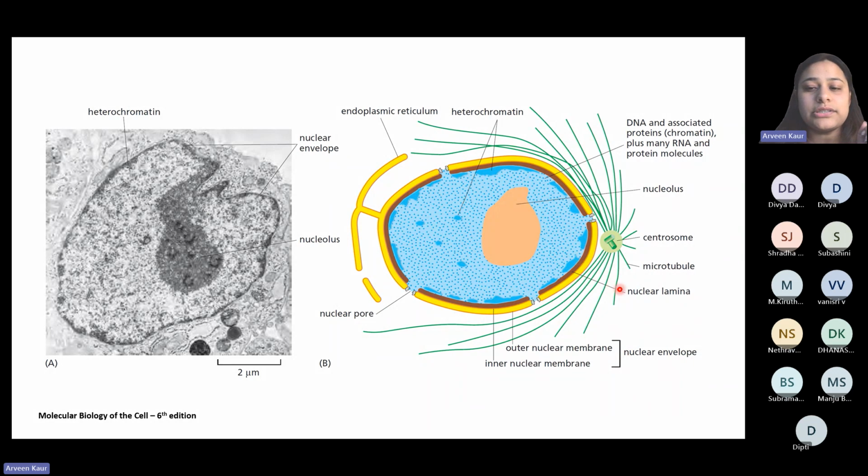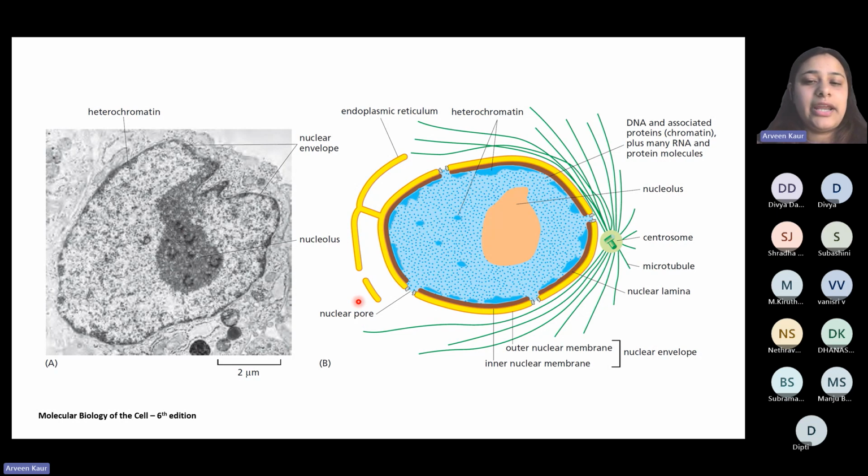And just below the inner nuclear membrane is a set of proteins which make up the nuclear lamina. Then they are also showing the centrosomes, the microtubules that are emerging out of it. Then the DNA that is associated with proteins or chromatins, plus many RNA and protein molecules are also present within this nucleus. And then there are other structures that are represented in this particular image.